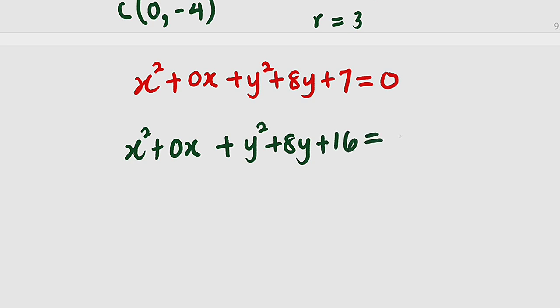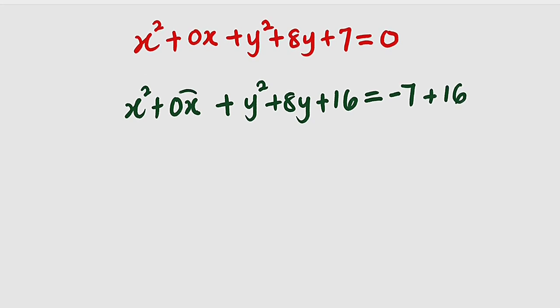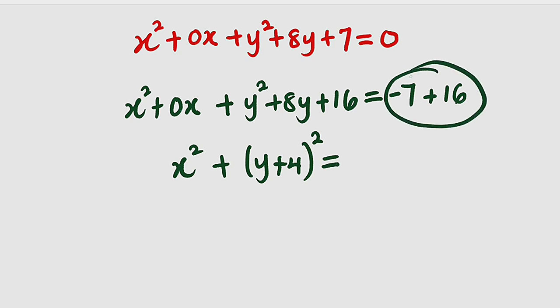Remember, we are taking 7 to the other side, it becomes negative 7. And since we have added 16 to the left hand side, we have to add it to the right hand side to make the equation balance, right? So 0x is still 0, so we have x squared here, plus, if you want to factorize this, you take y, then half of this is 4, we have plus 4 whole squared. And this is equal to negative 7 plus 16 will give us 9, so this is 9.